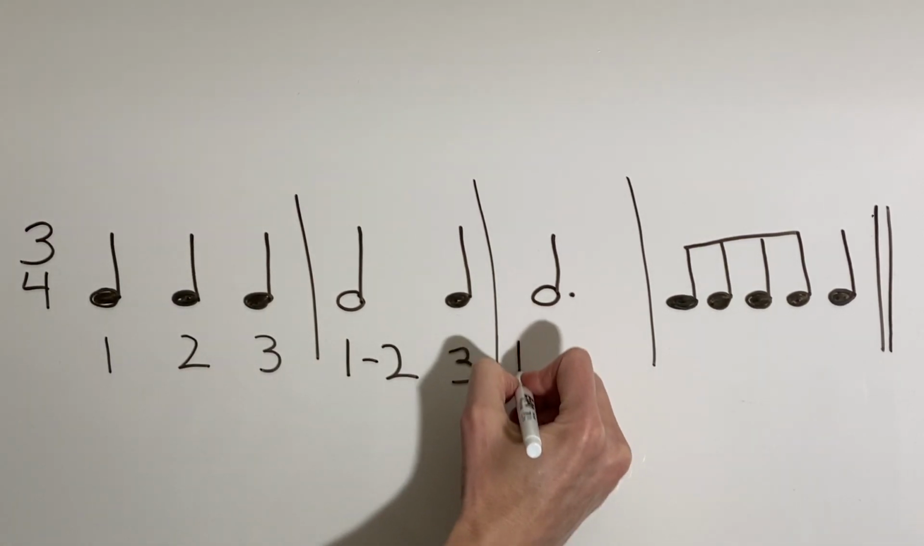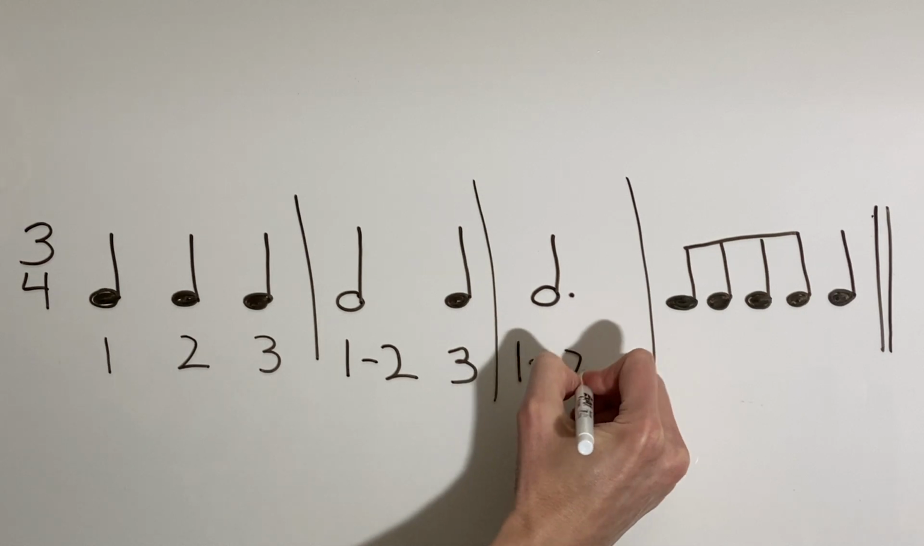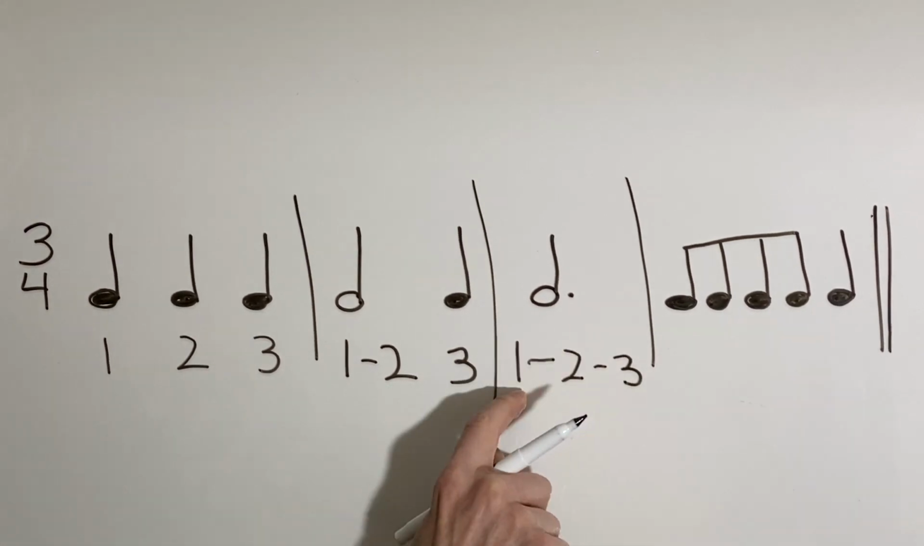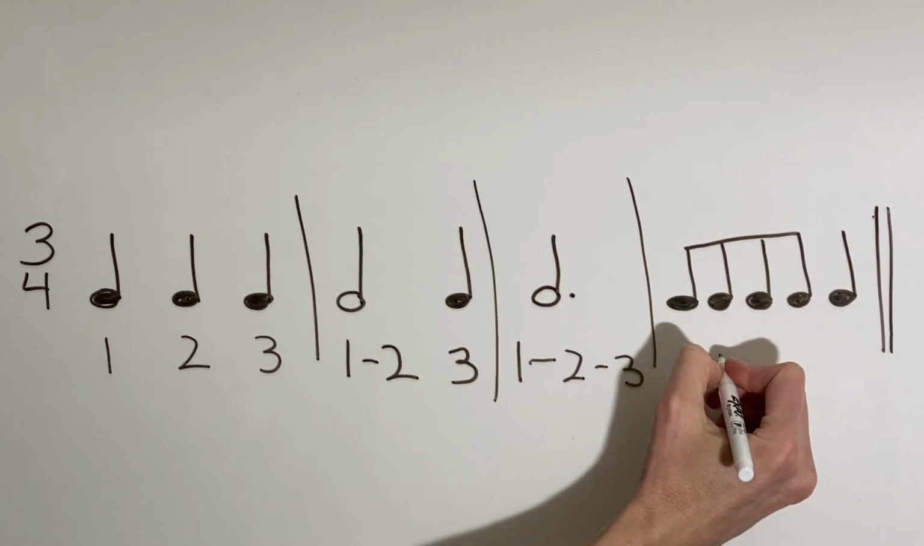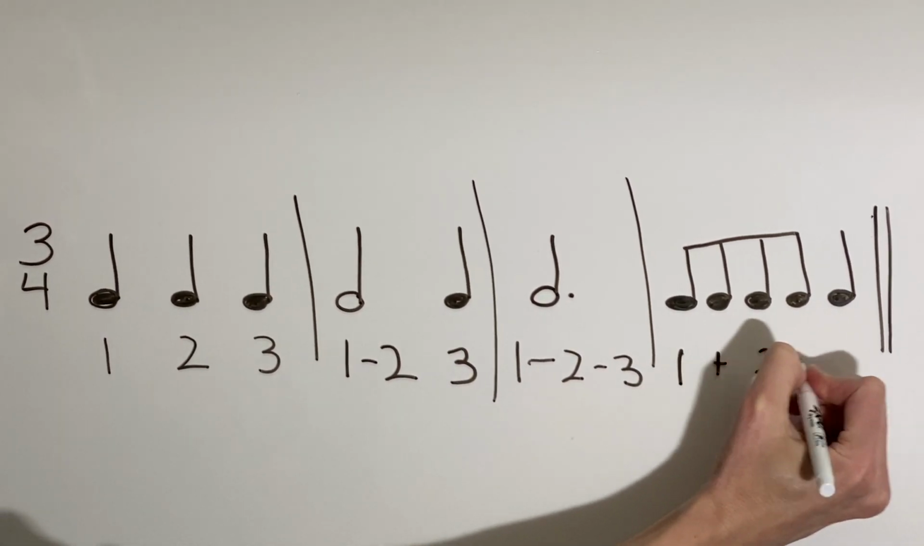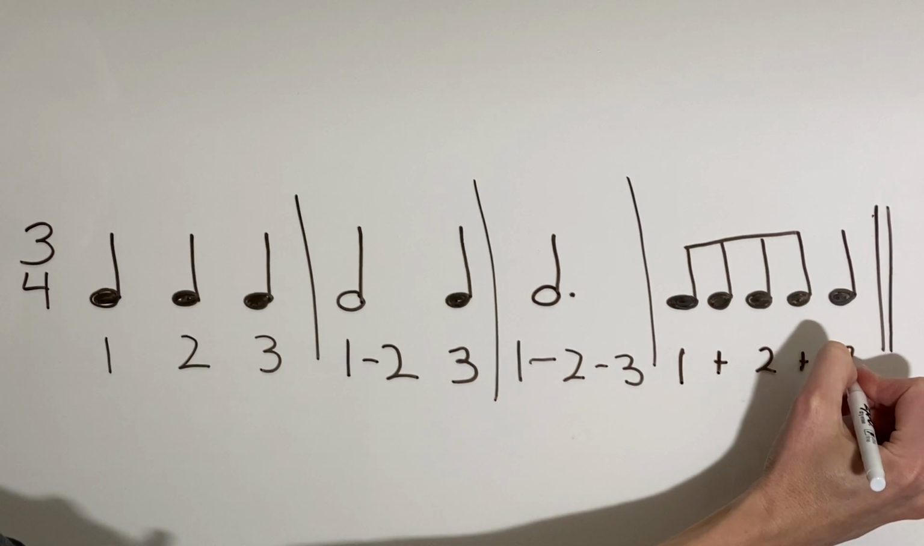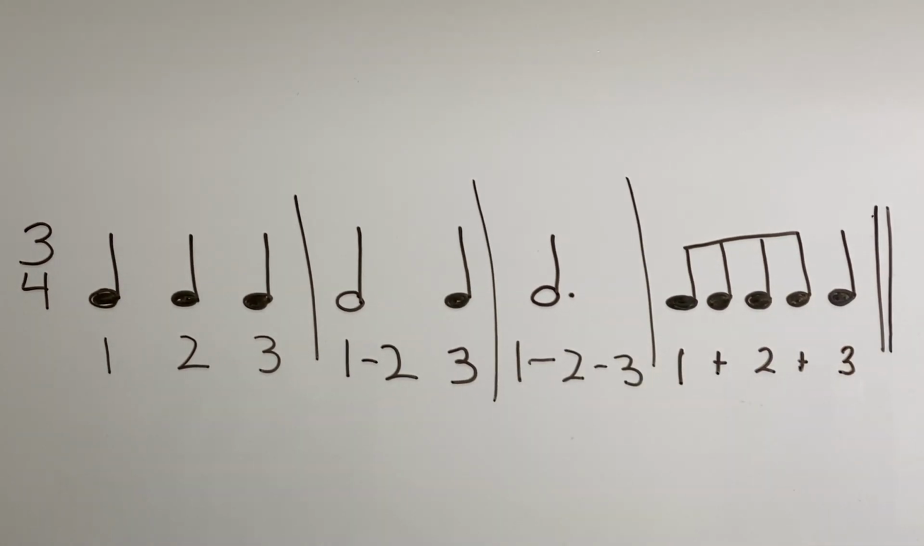Our dotted half note is 3. 1, 2, 3. The lines are helping me. And then we have our ands. Here we go. 1 and 2 and 3 to fill all of our measures.